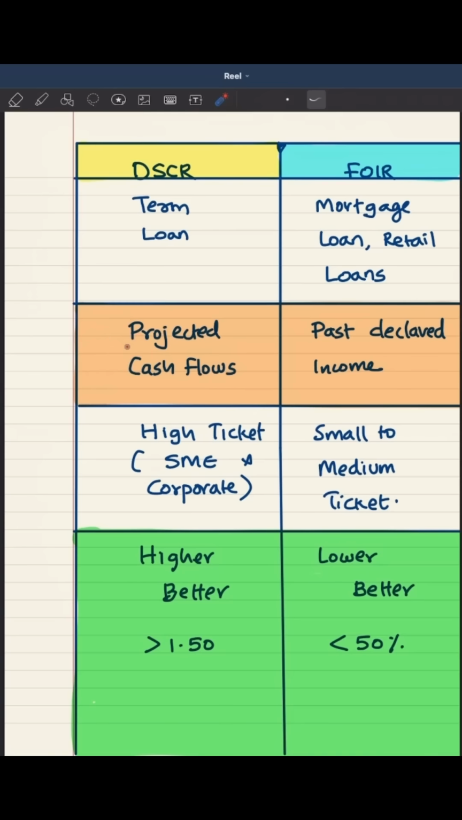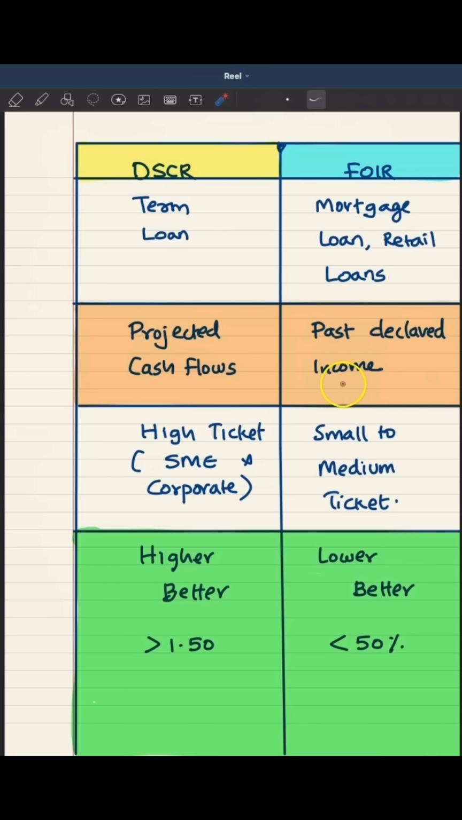So even a company which had zero cash flows in the past can still go for a term loan and DSCR can be calculated. Whereas FOIR is purely based on past declared income. Here the bank will be studying what was the past declared income of the borrower, let's say for the past 3 years, with more focus on the immediate last year. So this income will be taken as base, and that will be extrapolated for the future. Maybe that will be frozen at the same level without a significant increase.